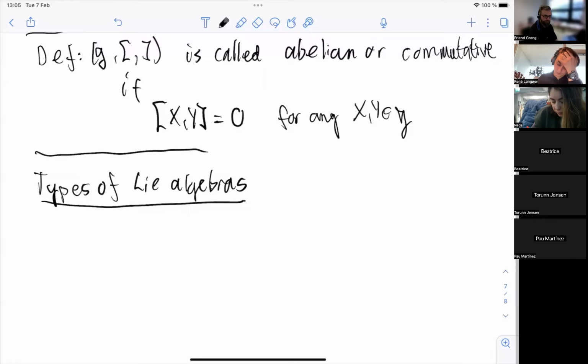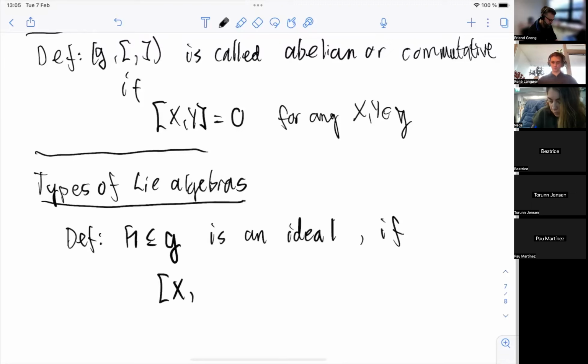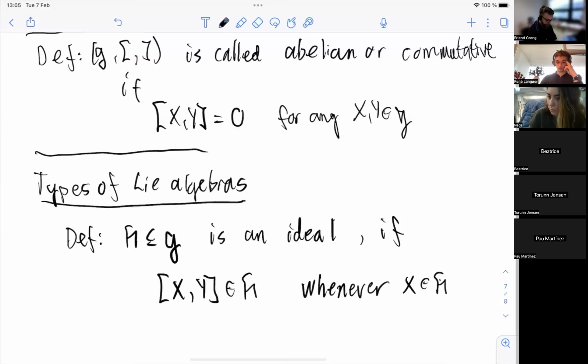So first definition. H inside of G, which is a Lie algebra, is an ideal if [x, y] is in H whenever x is in H and y is in G.